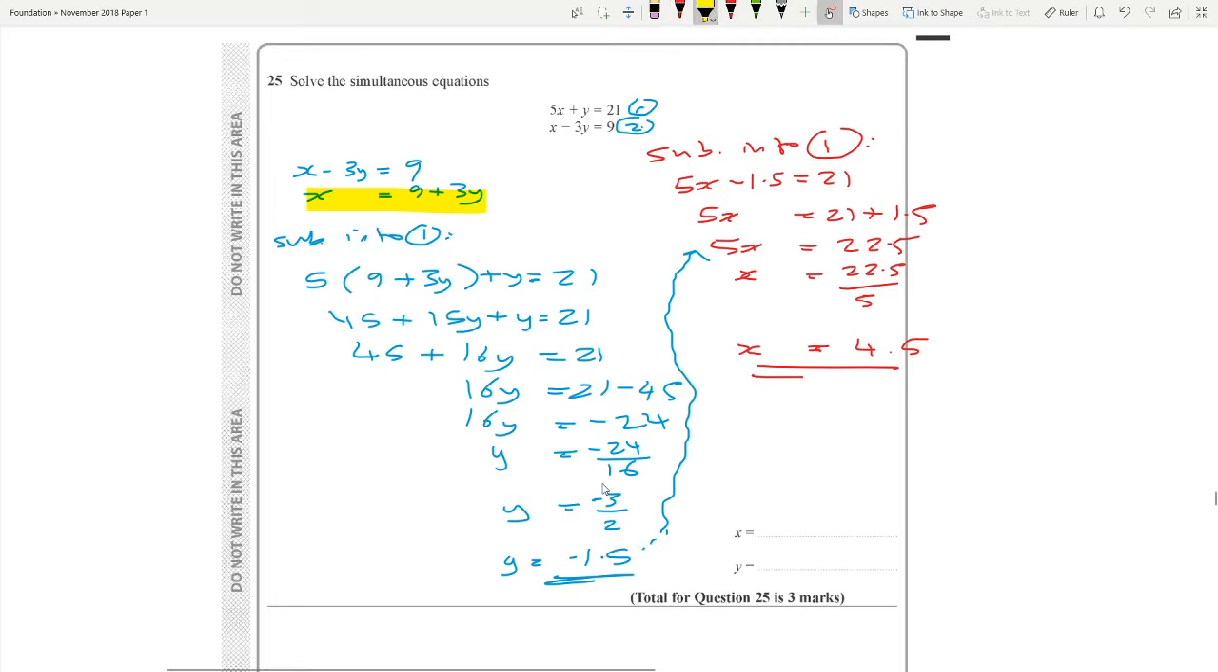Okay, and that's your value of x and your value of y. So let's write that down. X equals 4.5, y equals minus 1.5. Okay, 3 marks.